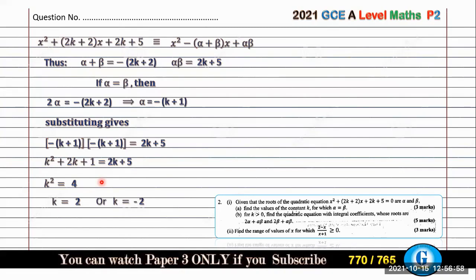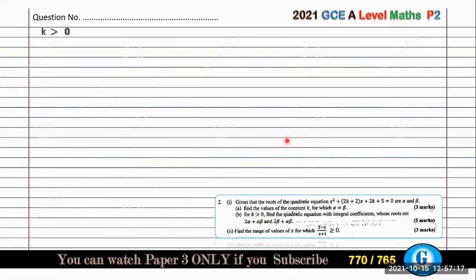Now they want us to find the quadratic equation whose roots are 2 alpha plus alpha beta and 2 beta plus alpha beta. And here they want us to use the value of k that is positive in this same equation above. So let us move with this. For k greater than 0, it means that the value of k is 2, right? So we are going to substitute k equals 2 in this given equation. And this will give us x squared plus 6x plus 9 equals 0.